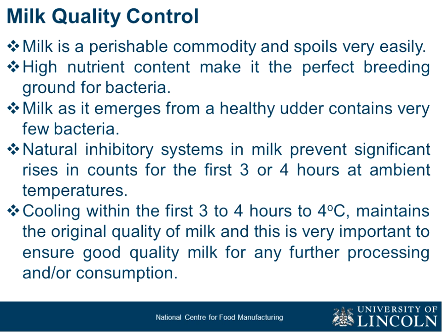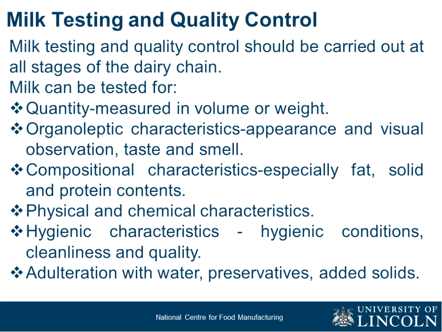Within the meat itself, we have an inhibitory system that prevents a rise in microbiological counts in the first 3 to 4 hours at ambient temperature. But this has to be done as quickly as possible, because ambient temperature for meat is a danger zone. You need to get it quickly down to 4 degrees Celsius within the first 3 to 4 hours. So these are what we talk about under meat quality control.